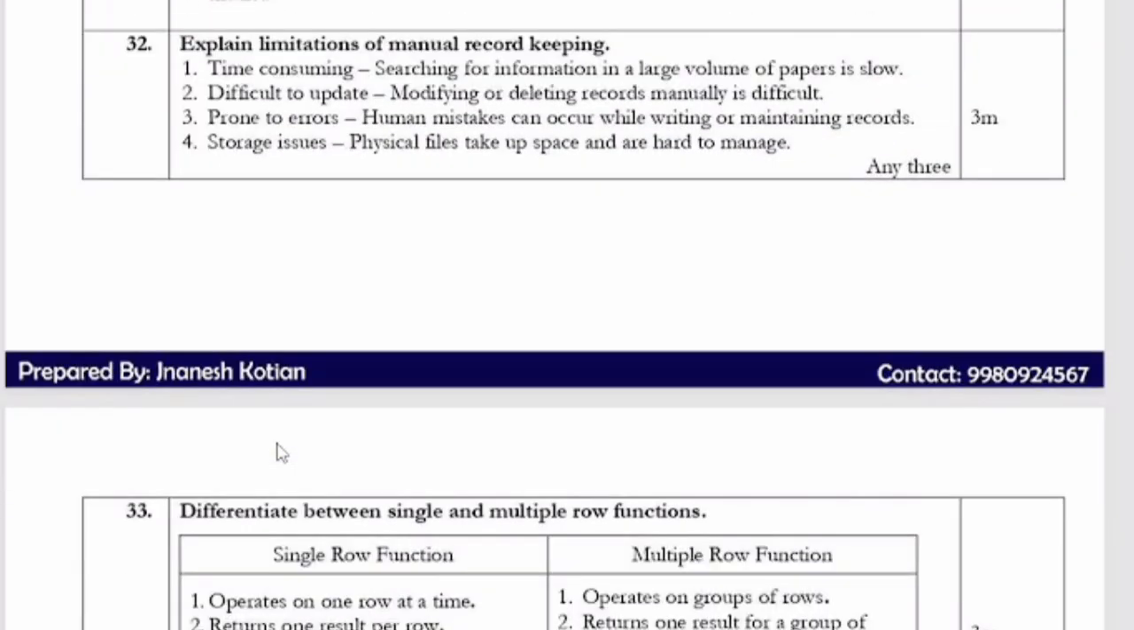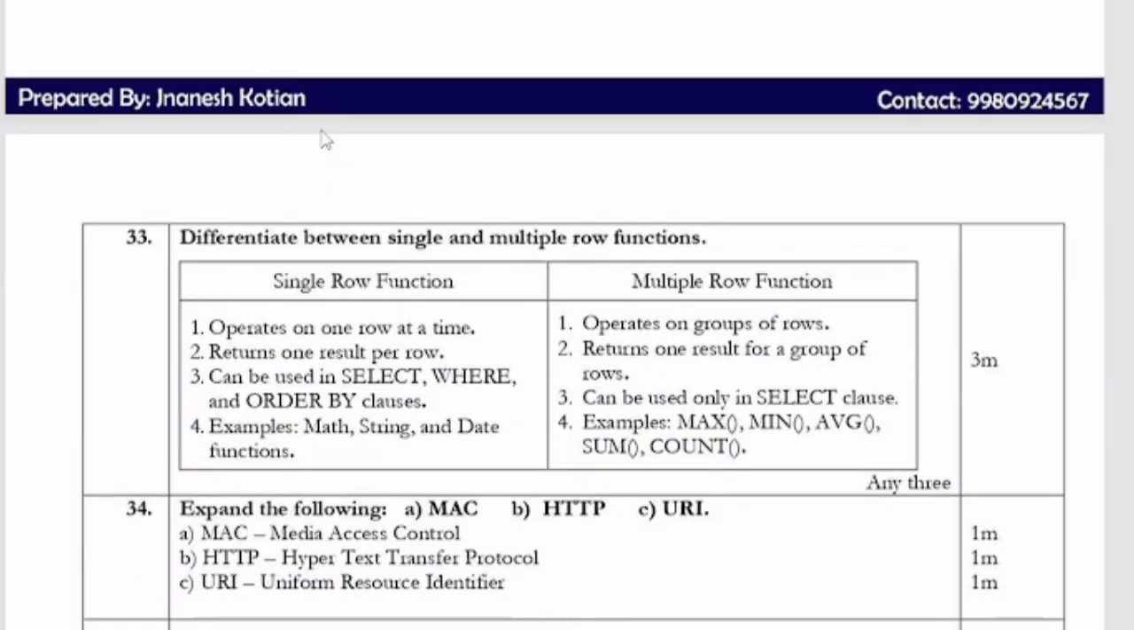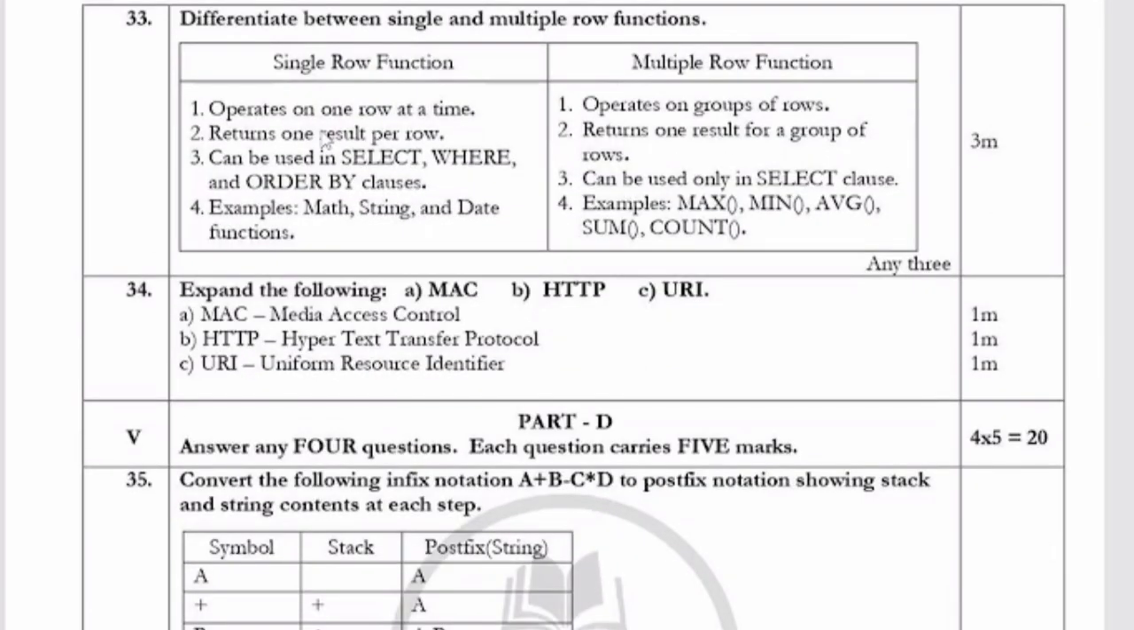Explain the limitations of manual record keeping: time consuming, difficult to update, prone to errors, storage issues. These are the limitations of manual record keeping. So only we have come up with the computers, database and database management system. Let us move fast to the 33rd.